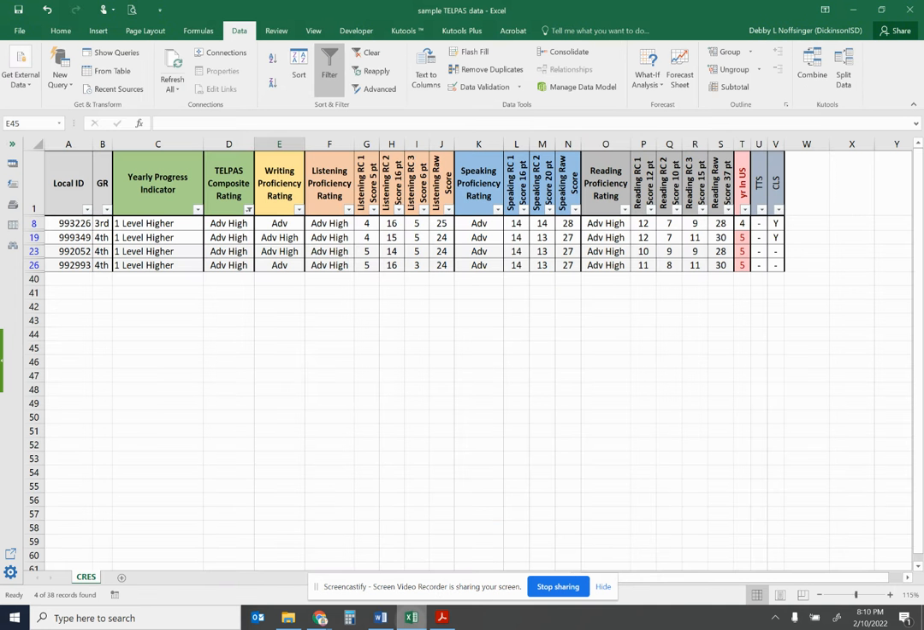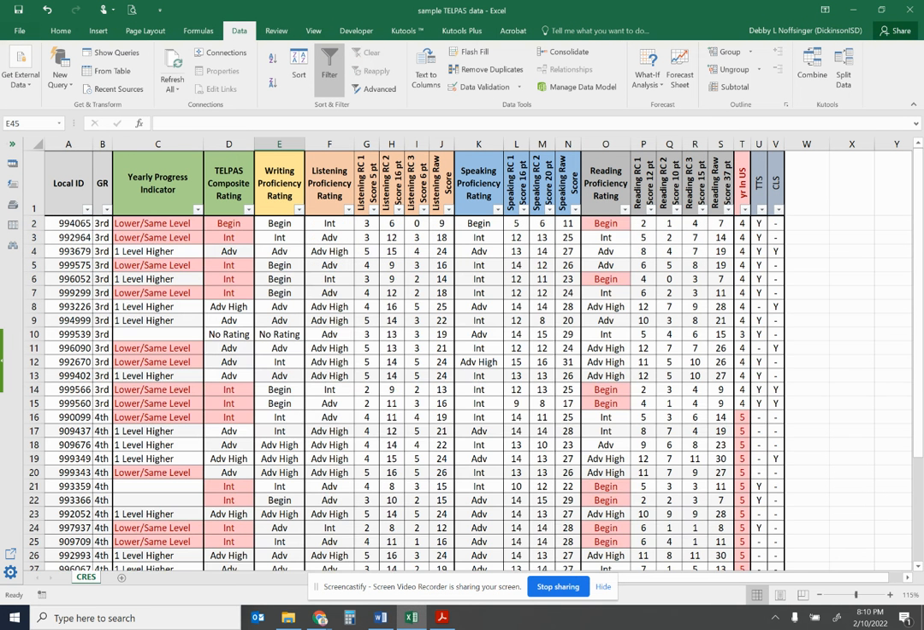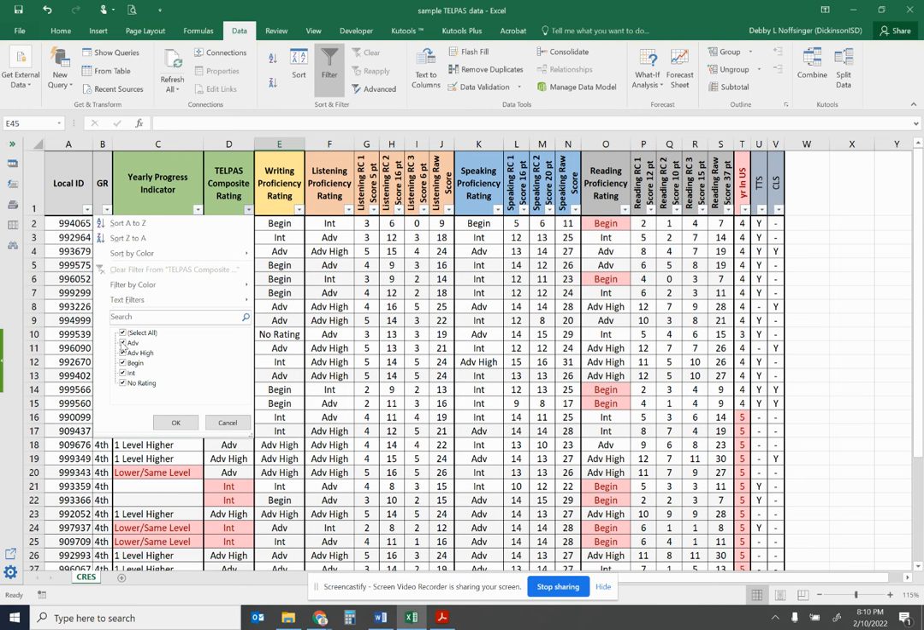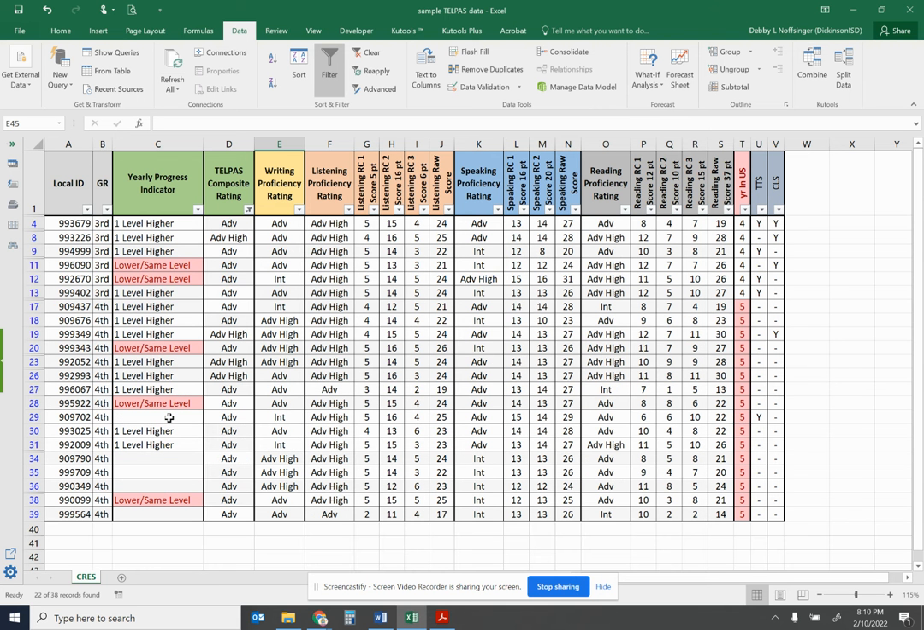Okay. So let's go back to our spreadsheet, and I'm going to clear my filters. And so when we look at students, we want to know who can we, in this short amount of time before TELPAS this year, who can we help the most? So let's look at our students who are at a composite score of advanced or advanced high. This student is at the same or went down from the previous TELPAS test. Okay, some of these students don't have a yearly progress indicator because they did not take a test in the previous year. So that's important to know.